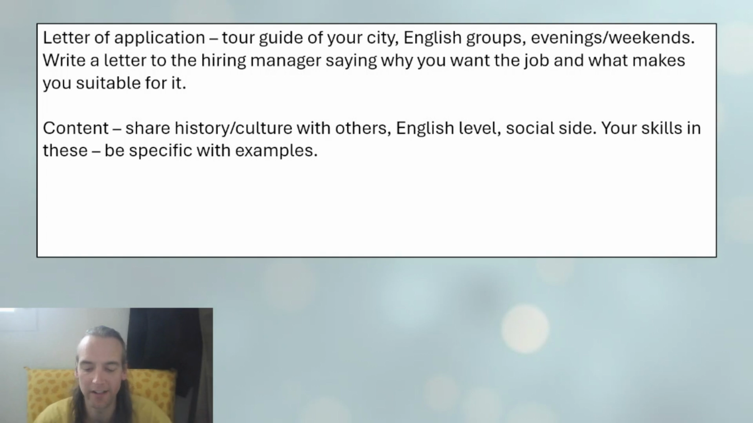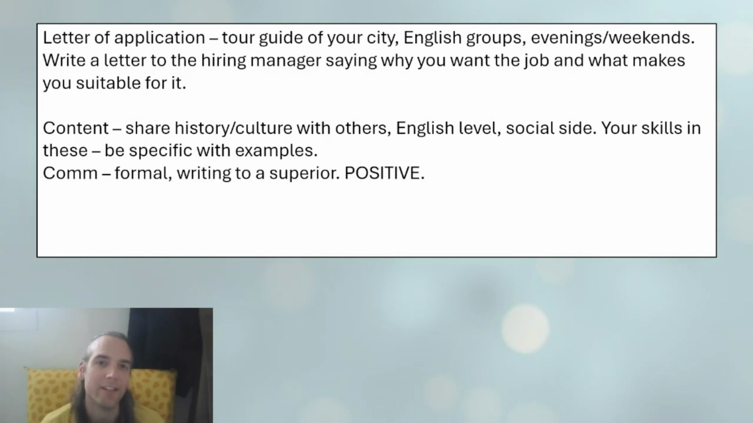In terms of communication, I guess what most people are thinking is that, and you are right, it should be formal. Yes, because you're writing to a hiring manager. They sound like an important person. It's an important topic. Let's be formal. But that's a bit secondary. As I said in my letter of application video, the most important thing in a letter of application is the tone, which needs to be very positive. Everything needs to be spun, right? Put in a very positive way.